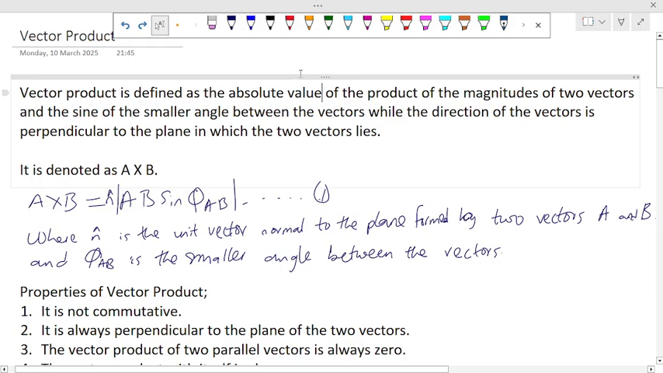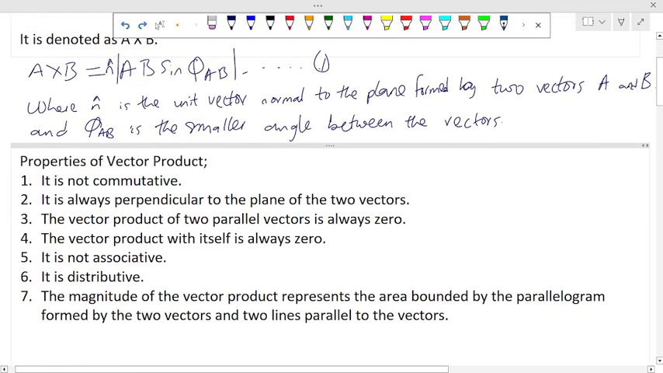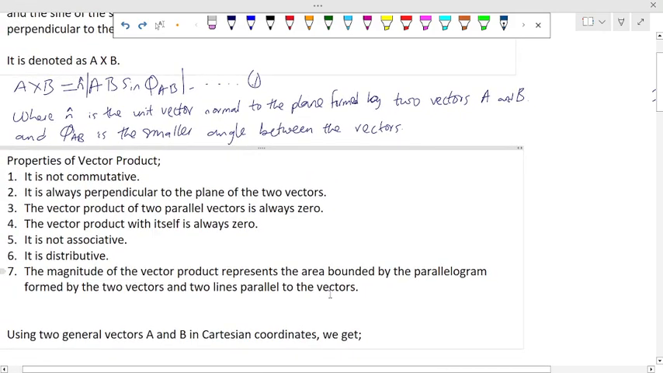So this definition can be expressed mathematically as A cross B equals AB sine phi AB, or theta AB, whichever one you want to use, times the unit vector, which of course is normal to A and B. Under the properties of vector product, we are going to stop at the properties of vector product in this video.